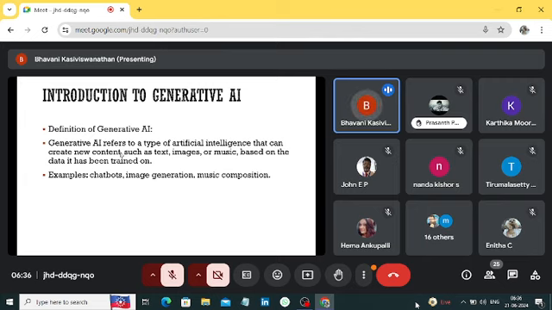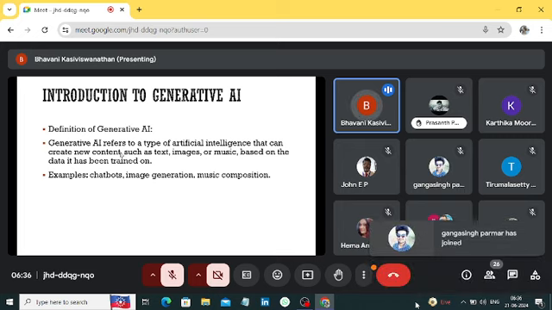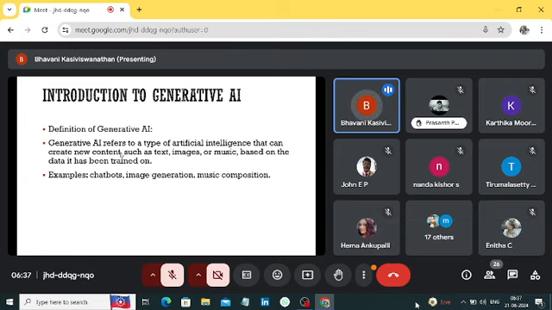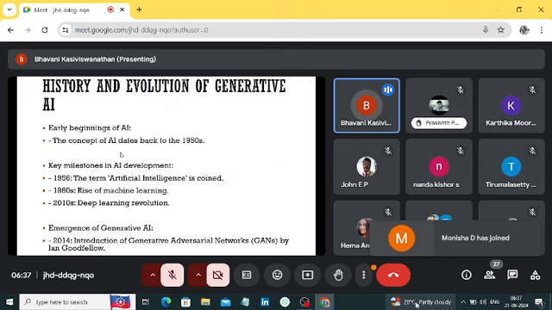So the example applications of generative AI are chatbots, image generation, music composition. In recent times we have seen videos of famous politicians speaking Tamil or something using generative AI. We have seen in the news that deepfake technology has been misused in many places, and we are seeing it in day-to-day life.